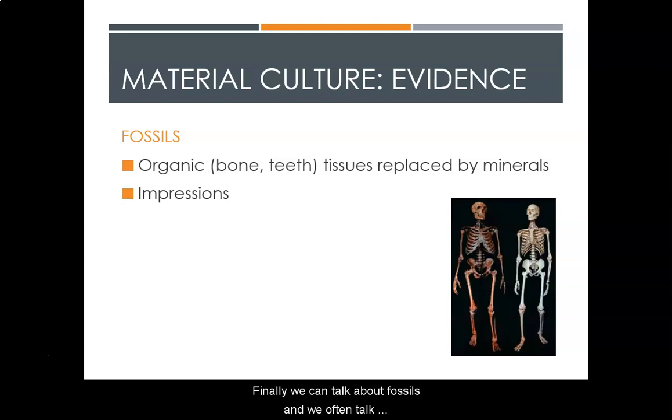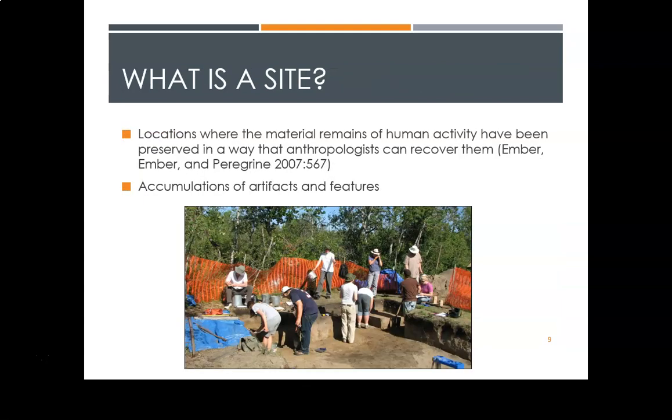Finally, we can talk about fossils, and we often use the term as a catch-all category for things that have been preserved. But fossils very specifically are when we have organic materials that have been replaced by minerals. So when we have the replacement processes, or the mineralization or fossilization, of bone and teeth. So typically animal and human skeletal materials. It can also include things like impressions, plant impressions. Again, we'll return to this when we look at preservation, but also environmental reconstruction can be really important. Footprints have been really critical in reconstructing human evolution.